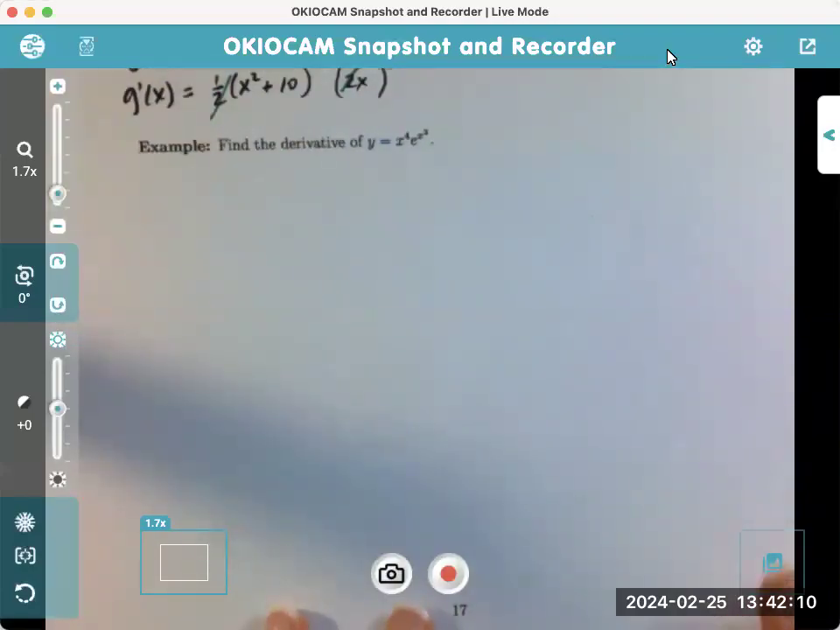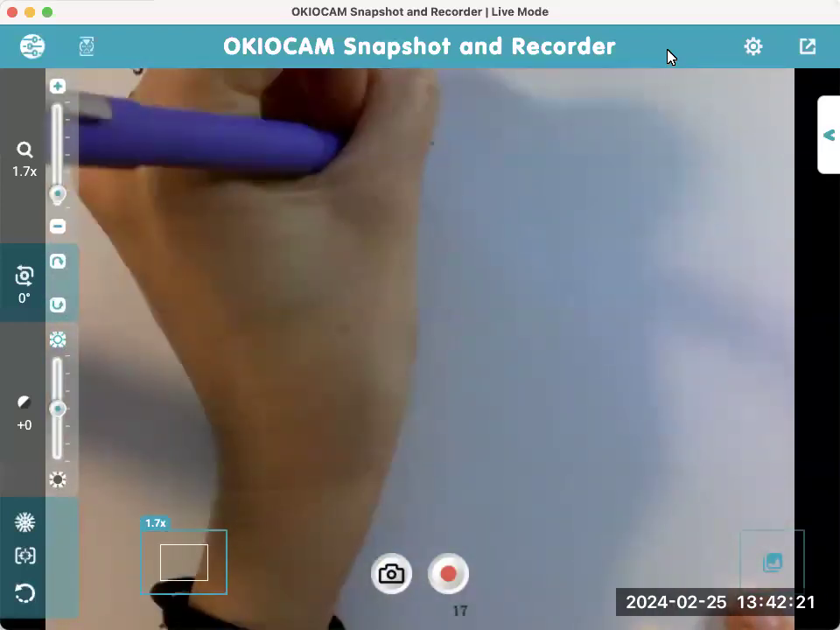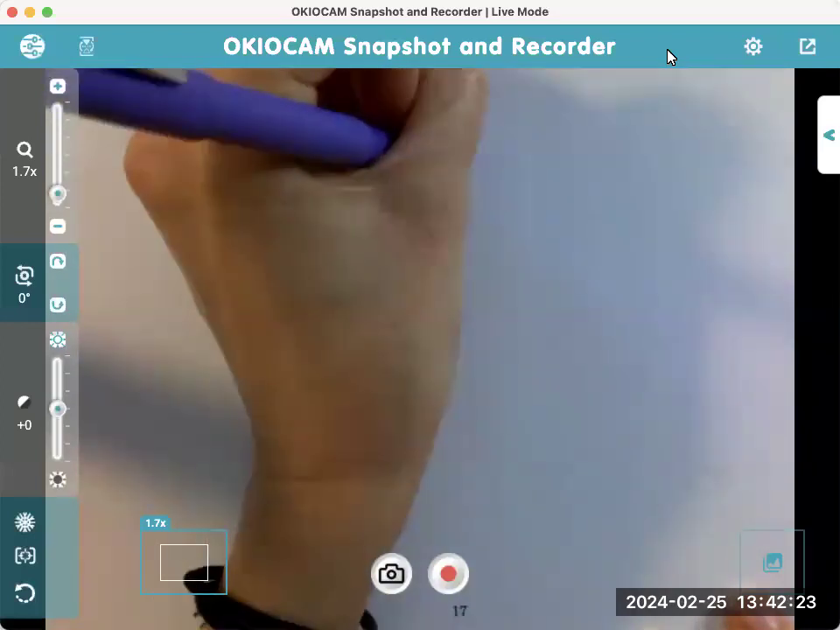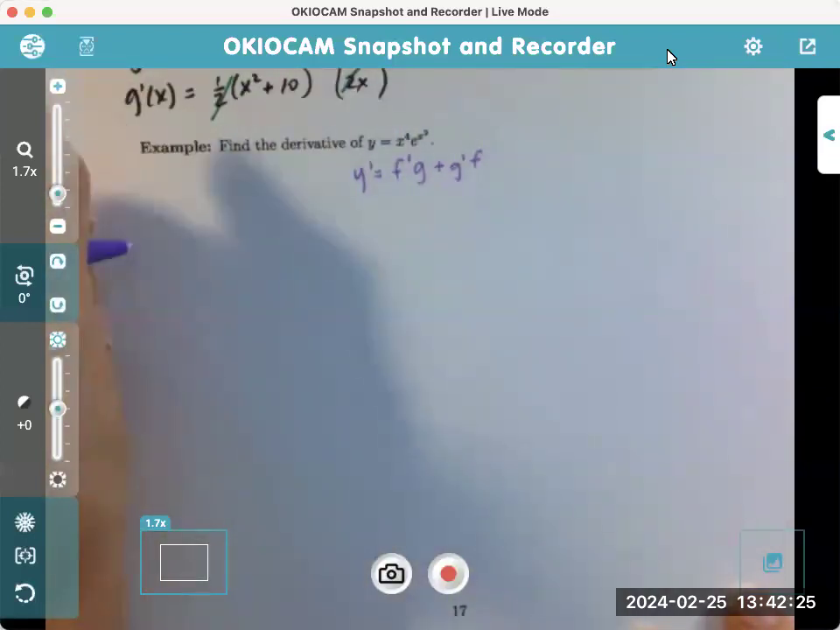Okay, so find the derivative of y equals x to the fourth times e to the x squared. Again, this is a product rule. So y prime is going to be f prime g plus g prime f. So our f is x to the fourth. Our g is e to the x squared.